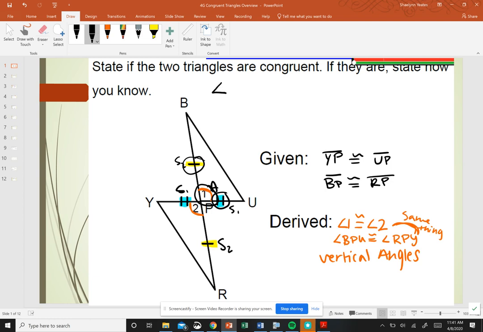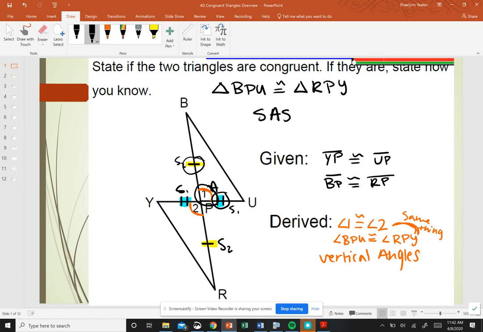So I'm going to say that triangle BPU is congruent to, now I have to be careful here. I could say triangle. Now what is the same as angle B? Angle R. What is the same as this angle P? Angle 2, well, angle P again, right? And U is the same as, Y is the same as U. So RPY, and we know this because of side, angle, side.